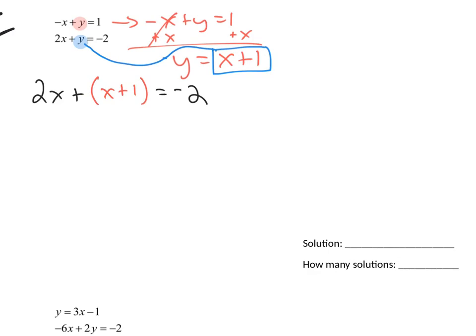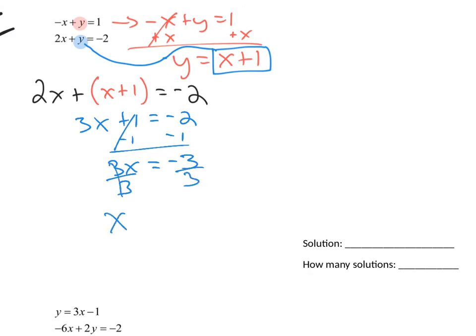Now we're going to simplify to solve for x. We have a positive 1 on the outside here, so nothing changes. So I do have like terms of 2x and 1x to make 3x. Still got plus 1 over there, equals negative 2. Next step, subtract 1. 3x equals negative 3. My last step is to divide by 3 to get x equals negative 1. That's only half the answer. Negative 1 will be our x value.